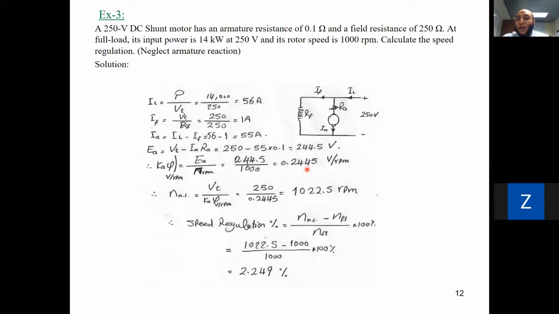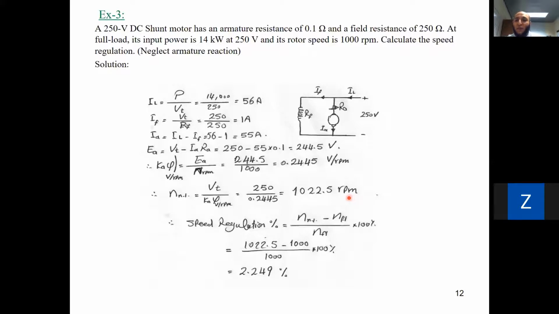to get the value of K phi. And now we can calculate the no load speed based on what? Based on the assumption that the no load current will approximately equal 0, or the voltage drop across the resistance due to no load will be equal to 0. So we can assume that no load speed equals V terminal divided by Ka phi. And we can get the value of N in RPM.